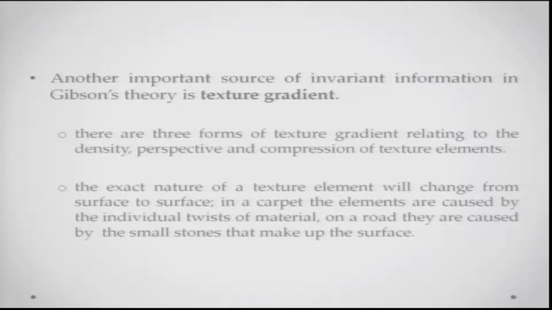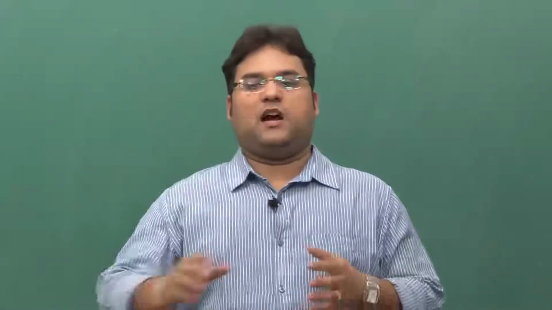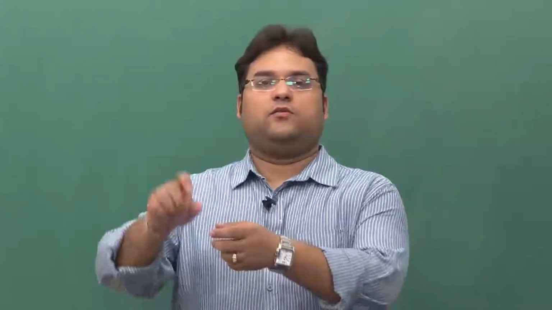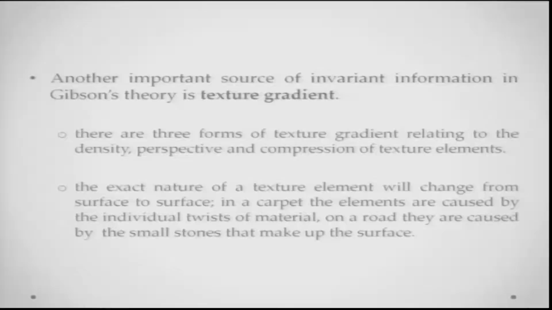Texture is supposed to be the exact nature of different surfaces. How does one surface differ from another? Say, for example, in a carpet the elements are caused by individual twists of the material, the threads with which the carpet is made up of. On a road, the texture is basically formed by small stones that are combined to make up that surface. So that is basically what a surface is about, and that is the idea of what texture means.